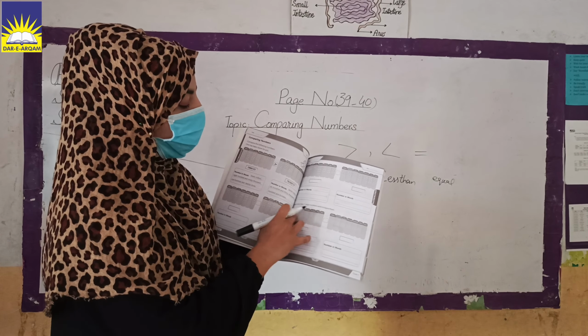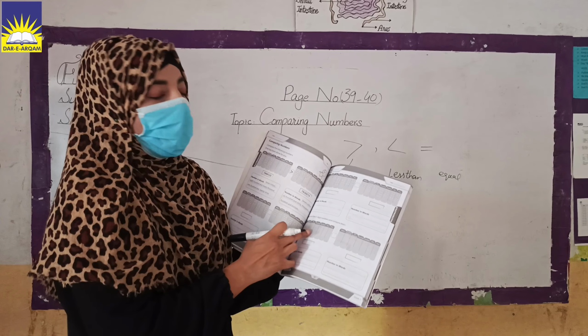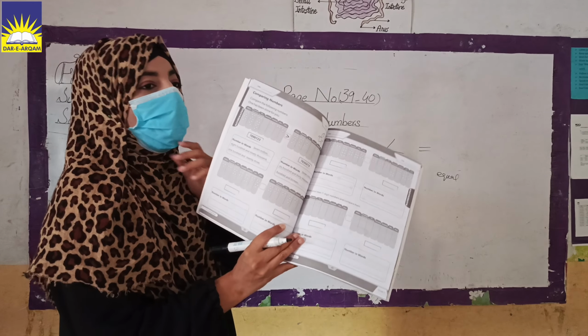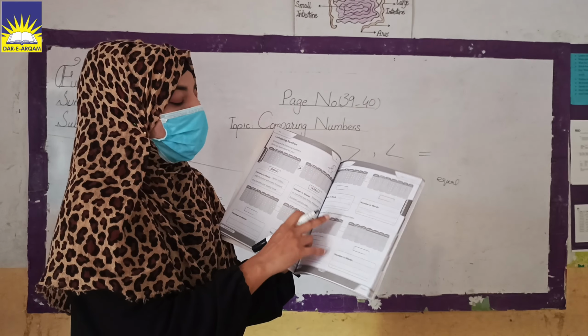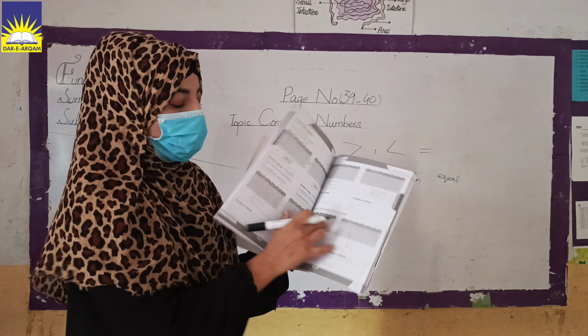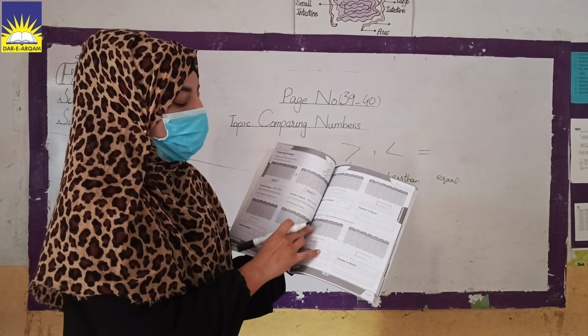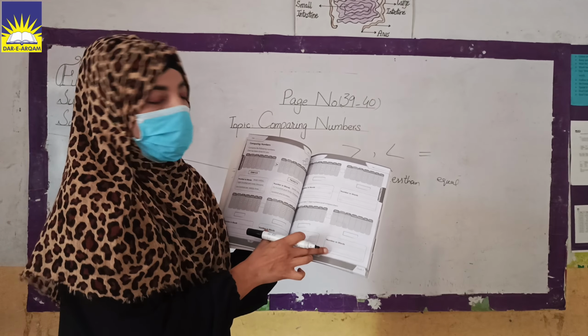Page number 40. The question is, write your 7 digit numbers, compare them. As we have discussed earlier in the previous lectures in the class, you had written the 7 digit numbers on your notebooks. Okay, you have to write these numbers by your own self and write in words.